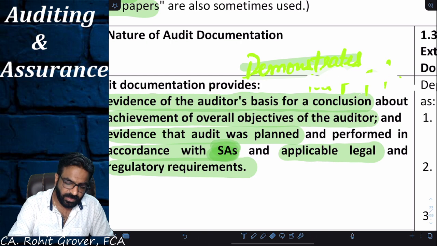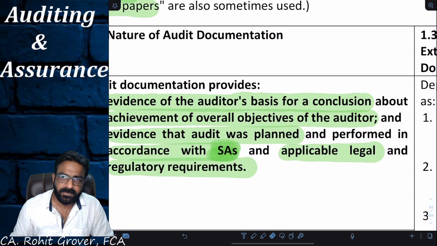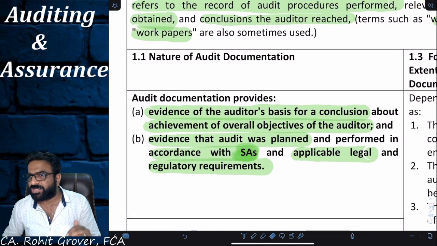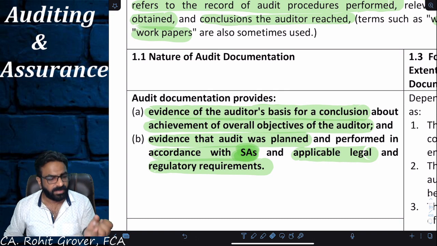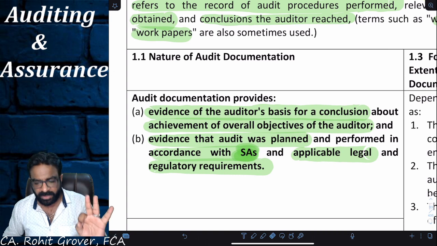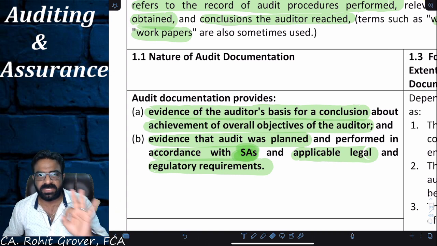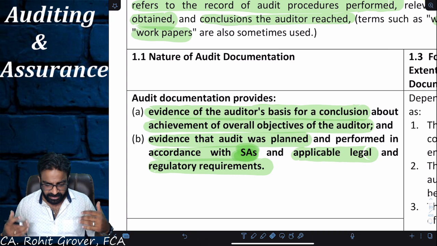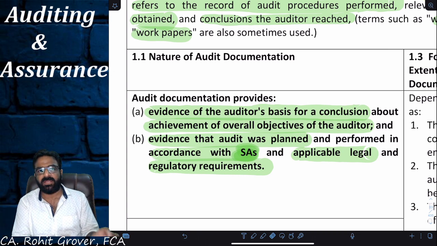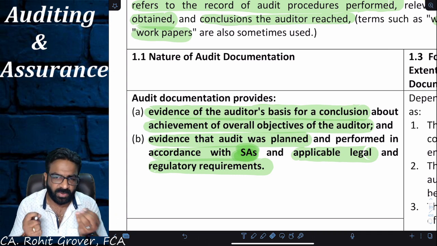So what they may ask you: why do we need the audit documentation? Tell me, everyone, do you know the answer now? Sir, we need the audit documentation so that we can show our performance. By what way? Whether I have collected the evidences or not. Did I do my audit in a planned manner or not? Did I do my audit in accordance with standards on auditing or not? Or did I do my audit with the help of applicable laws and regulations? So basically, it's my demonstration of my performance. That's the reason we should maintain the audit documentation in our office.